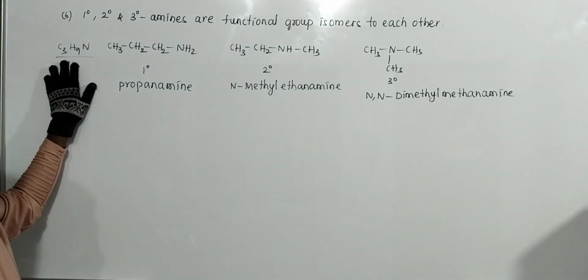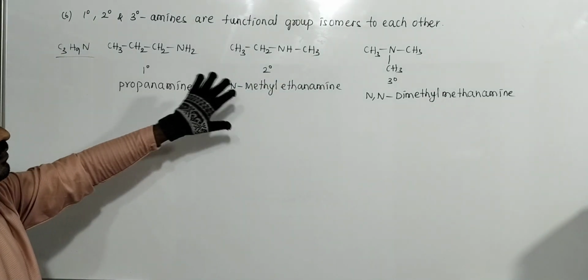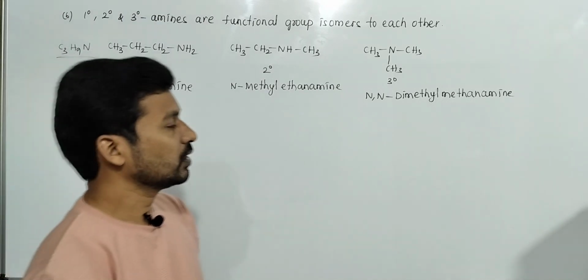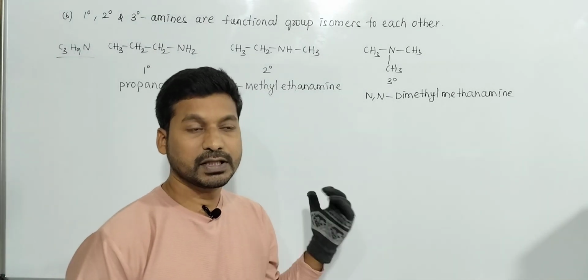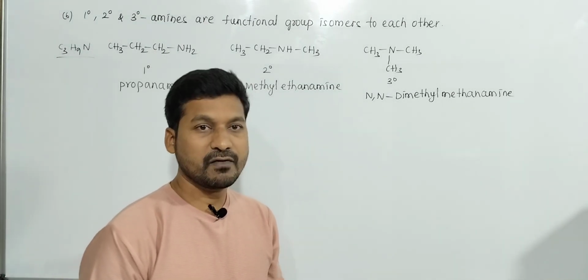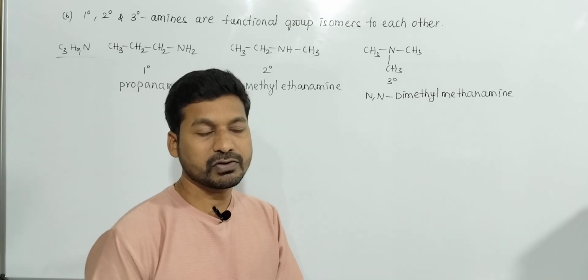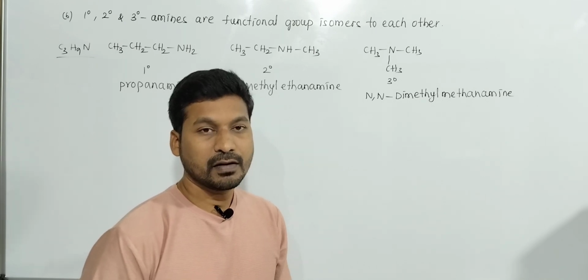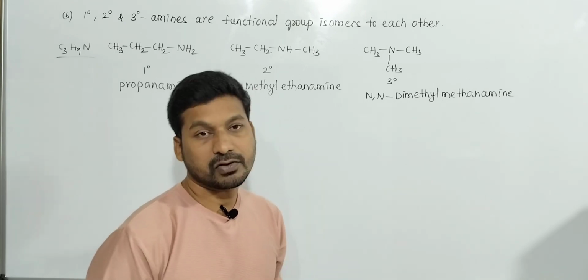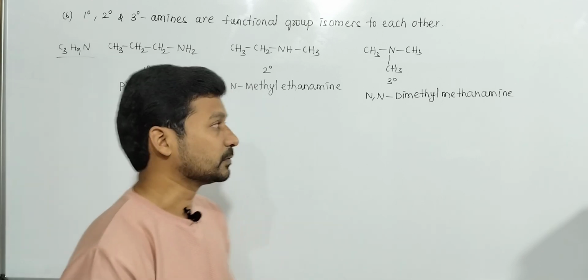Molecular formula is the same, C3H9N only, but the functional groups are different. How will we say these are functional group isomers? They have different characteristic properties. When you see practically, they have different characteristic properties, hence they are said to be different functional groups.